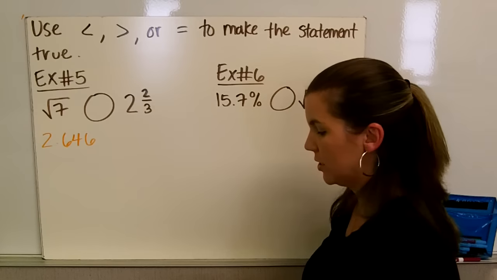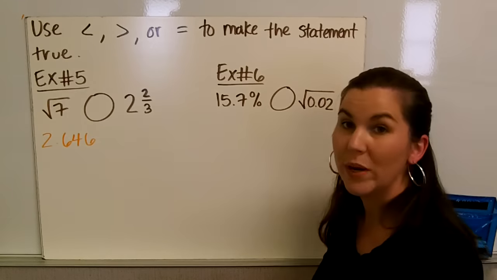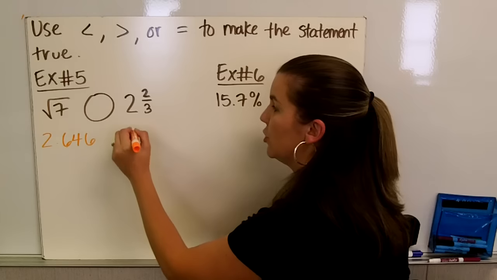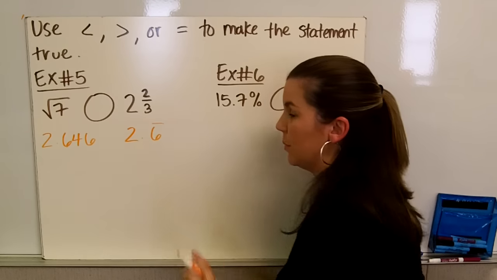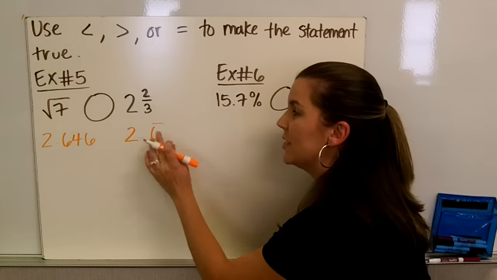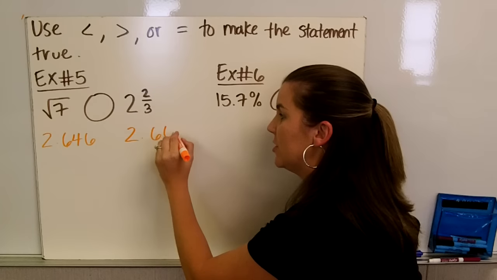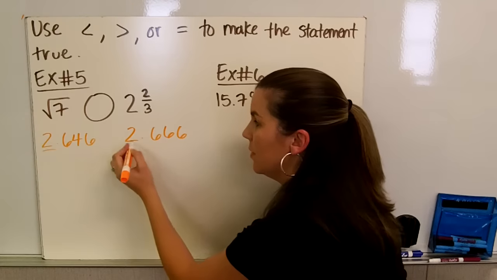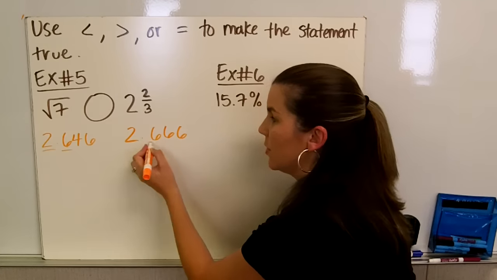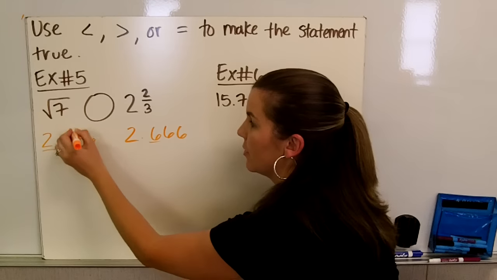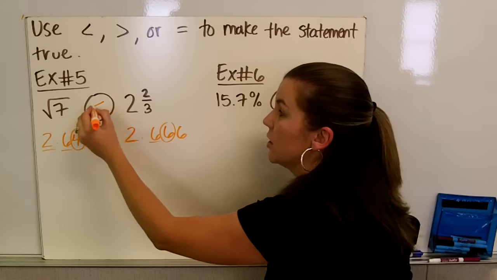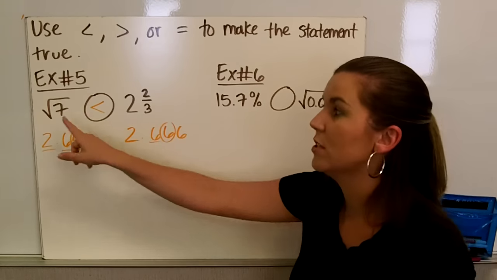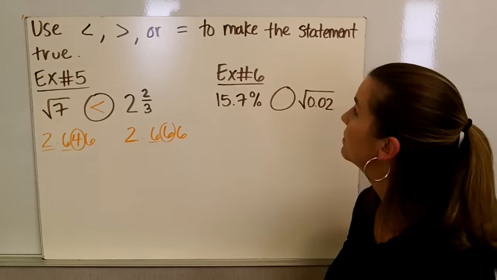And 2 and 2/3. Well, 2/3 is 0.6 repeating, so 2 and 2/3 would be 2.6 with the 6 repeating. Well, if the 6 is repeating, that means there's a bunch of 6's. So they're the same where the 2's are, they're the same where the first 6 is, but then I compare the 4 to the 6, and this 6 is bigger than that 4. So I'll say that 2 and 2/3 is greater than the square root of 7.